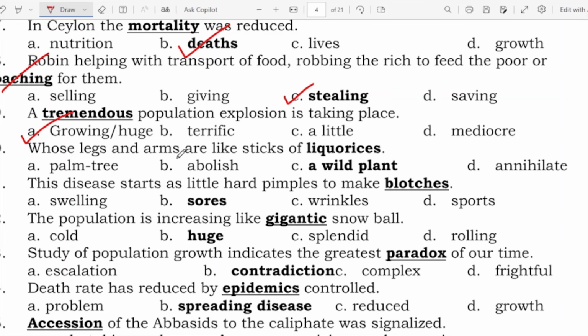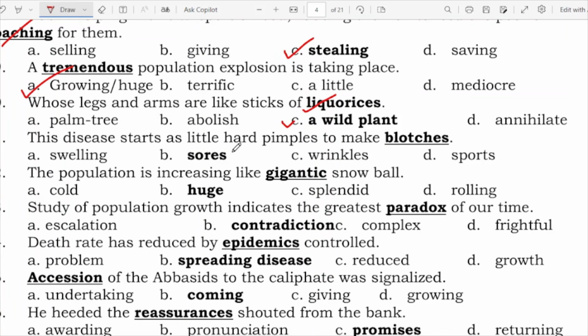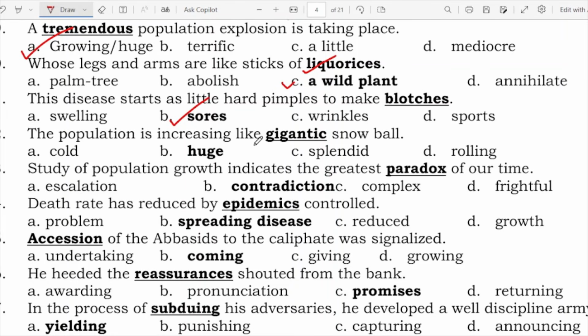Whose legs and arms are like sticks of licorice. This is a type of wild plant in the desert. This disease starts as little hard pimples, and these are ulcers that make blotches. Blotches means sores. The population is increasing like gigantic, huge. This is a very important word for you in the paper.